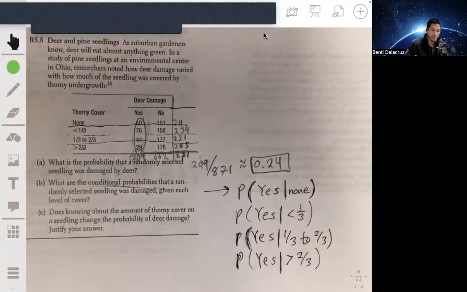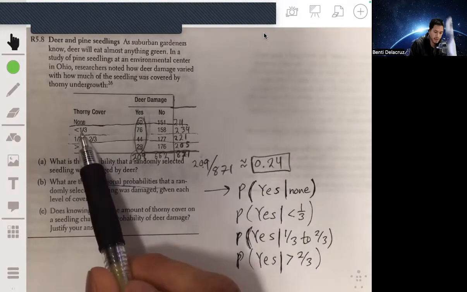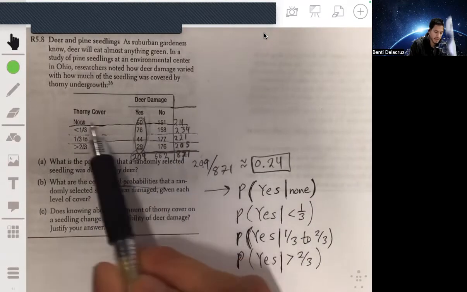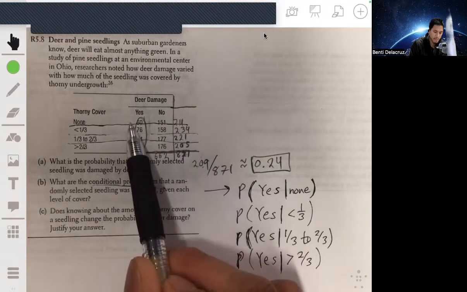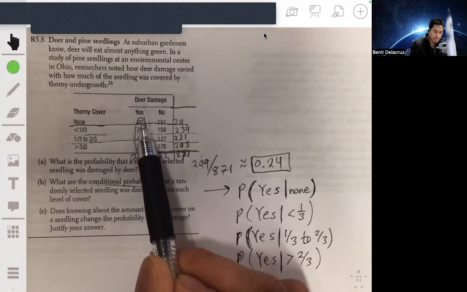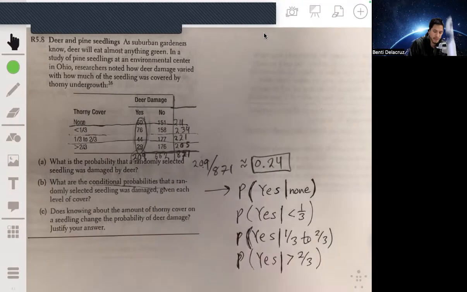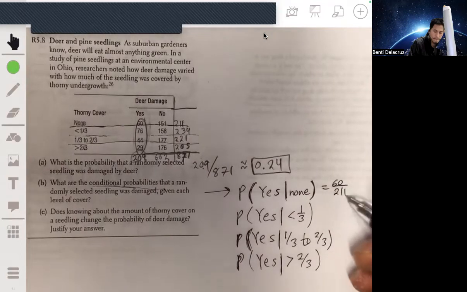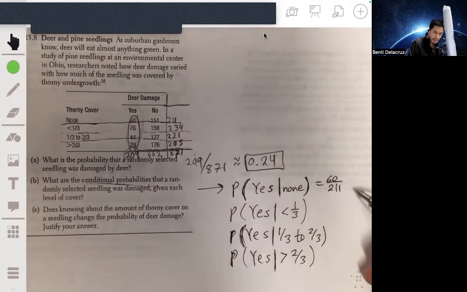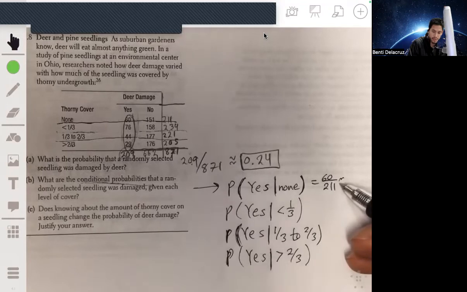What you simply do is, for the first one, we only care about the values in this first row. So what's the probability of yes out of this total row? In this total, there's 211. So the probability of yes is 60 over 211, and that comes out to be about 0.28.